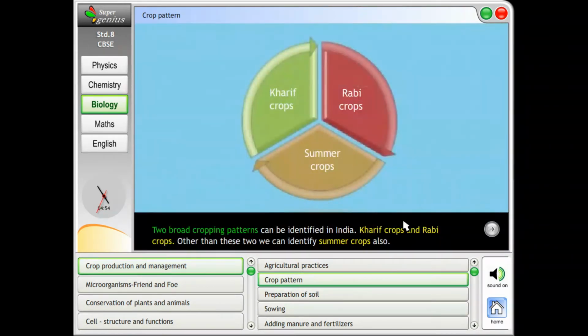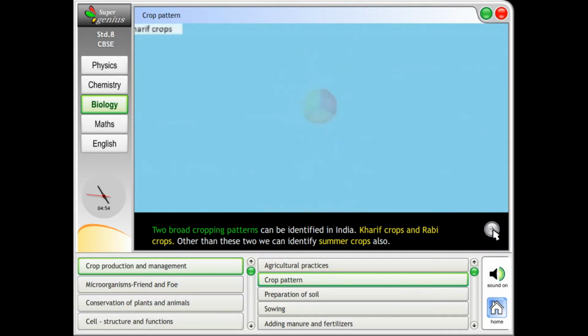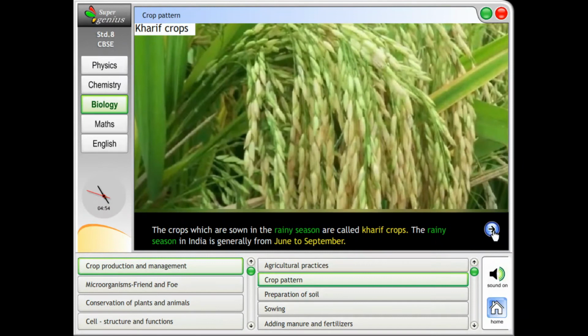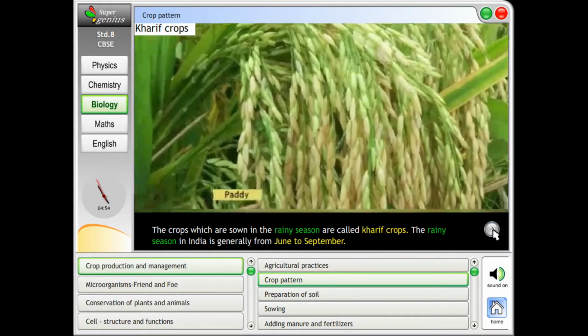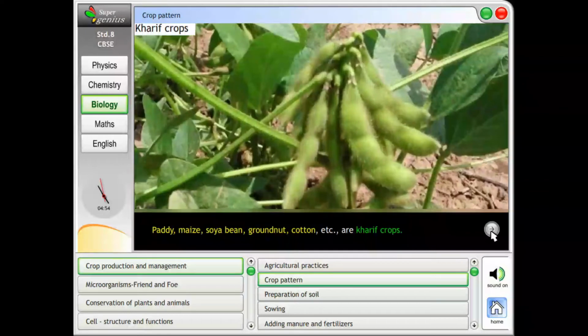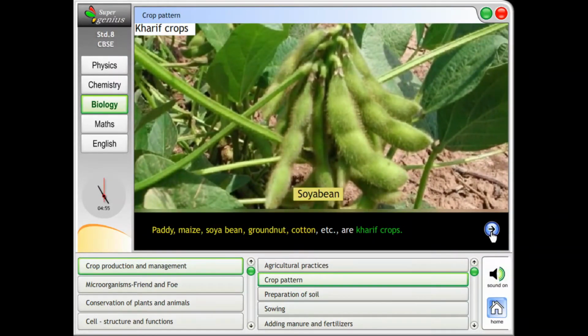Crop pattern. Two broad cropping patterns can be identified in India: kharif crops and rabi crops. Other than these two, we can identify summer crops also. The crops which are sown in the rainy season are called kharif crops. The rainy season in India is generally from June to September. Paddy, maize, soybean, groundnut, cotton, etc. are kharif crops.